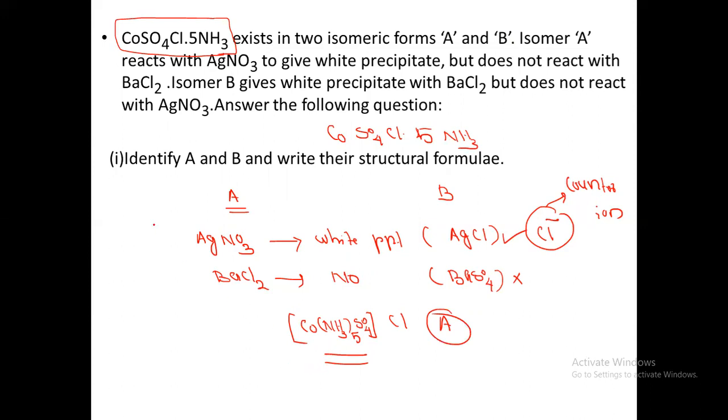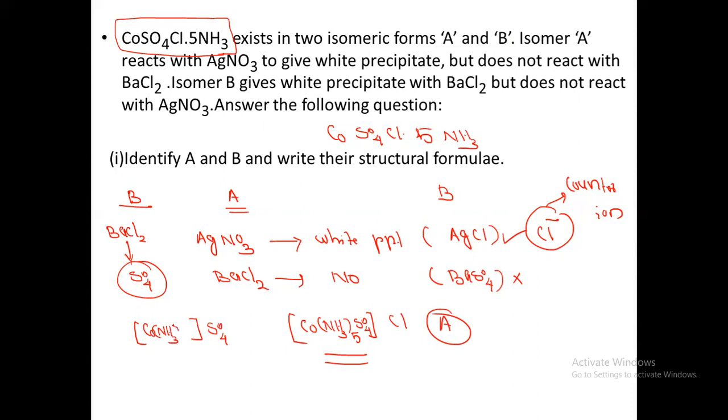Understood. Now for B, isomer B gives a white precipitate with barium chloride, which means for B, sulfate is a counter ion, and you are not getting precipitate with AgNO3, which means there is no Cl minus outside. So what will the answer be? Okay, the counter ion is sulfate.